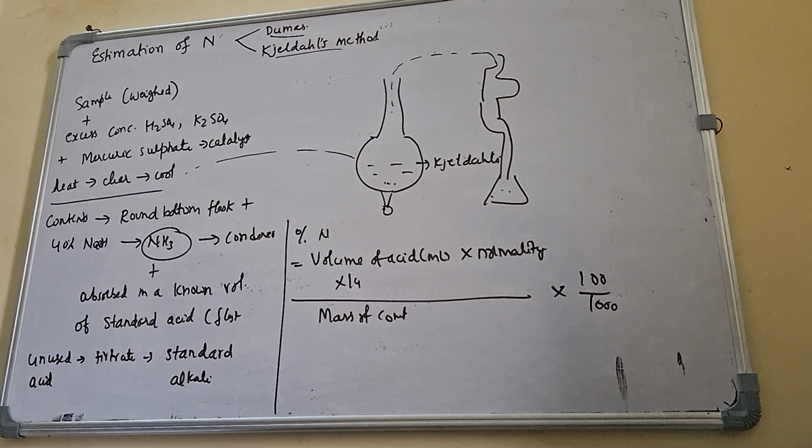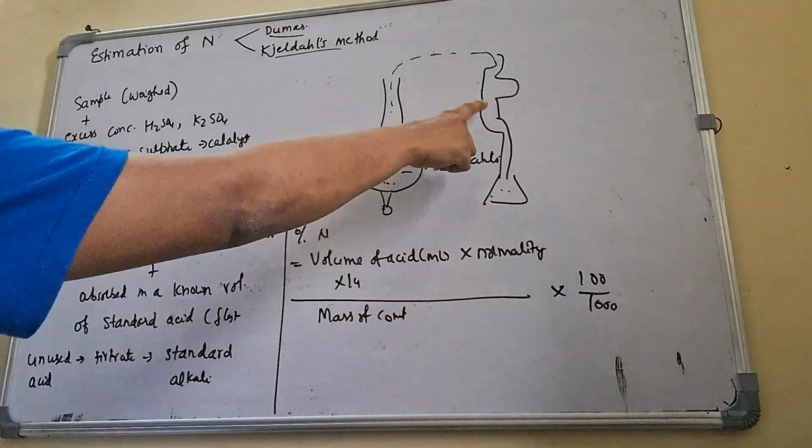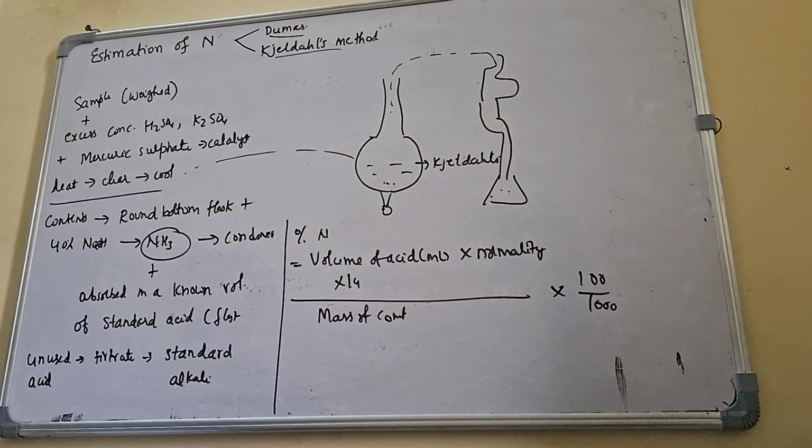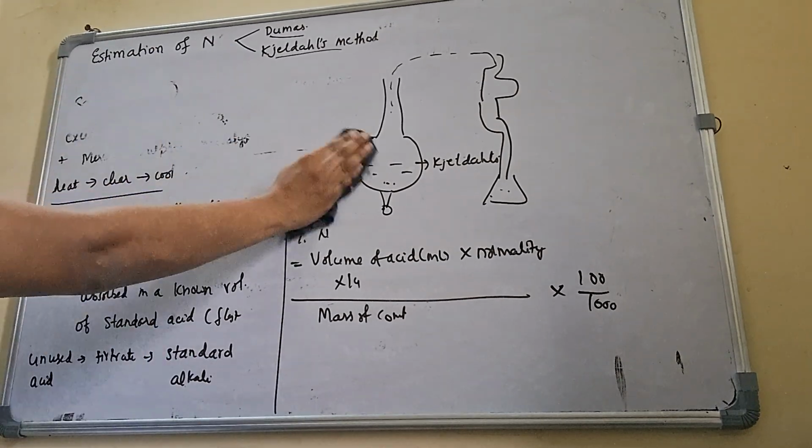Once it is cooled, the contents are transferred to a round bottom flask where you add a known solution of any strong alkali like 40% NaOH. Then it gives you ammonia gas, which is made to pass through your condenser and is absorbed in a known volume of standard acid. The unused acid is titrated against a standard alkali, and then you can calculate the percentage nitrogen. So what will be the reactions here?